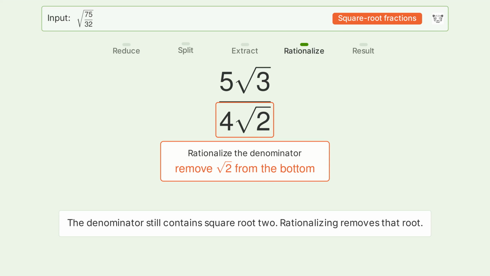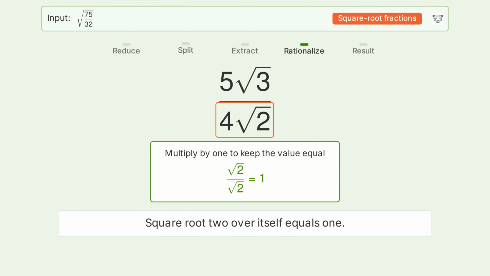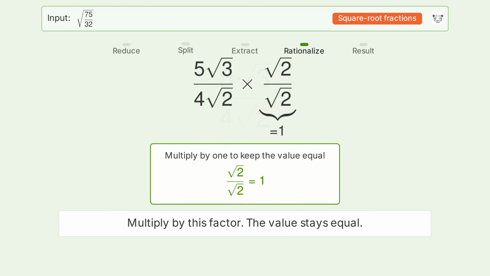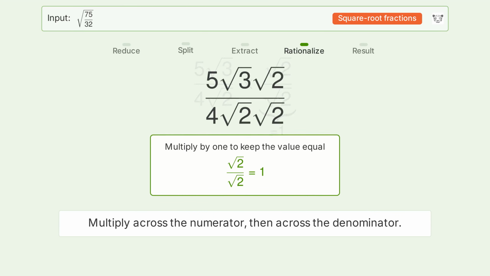Rationalizing removes that root. Square root 2 over itself equals 1. Multiply by this factor. The value stays equal. Multiply across the numerator, then across the denominator.